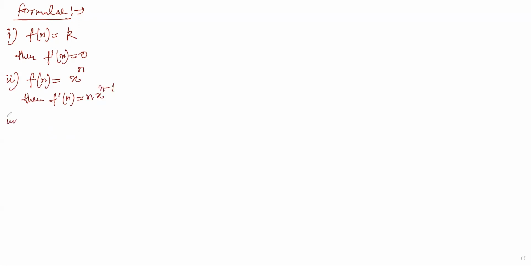Now the third is e to the power x, the exponential function. The differentiation of e to the power x is e to the power x only. You know about e, right? We have discussed this, no?